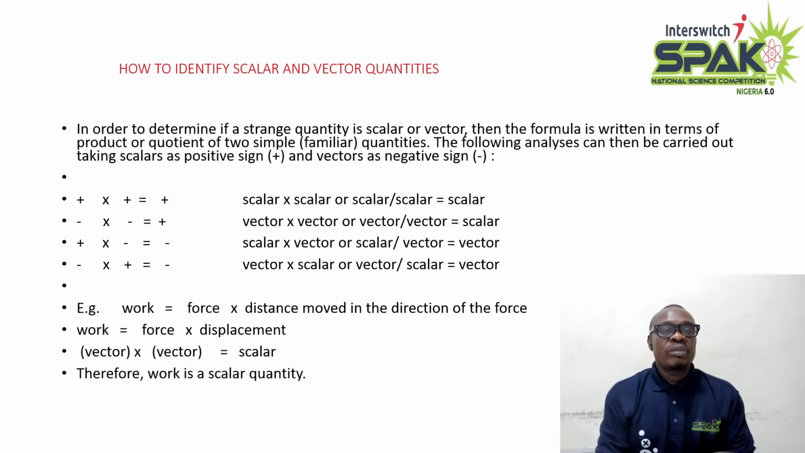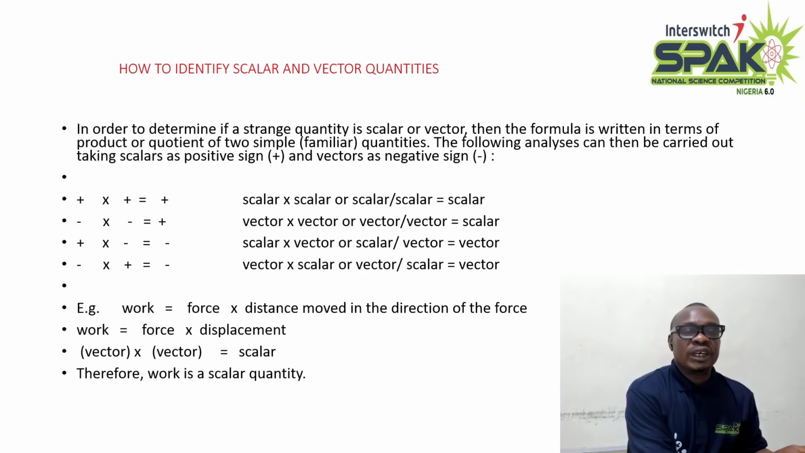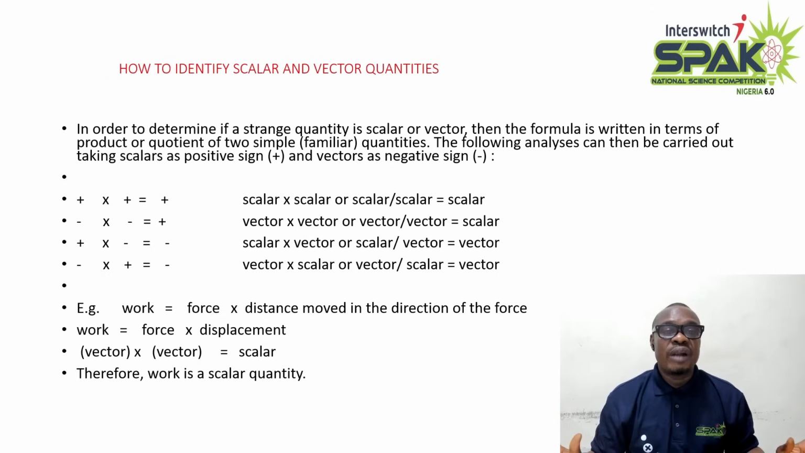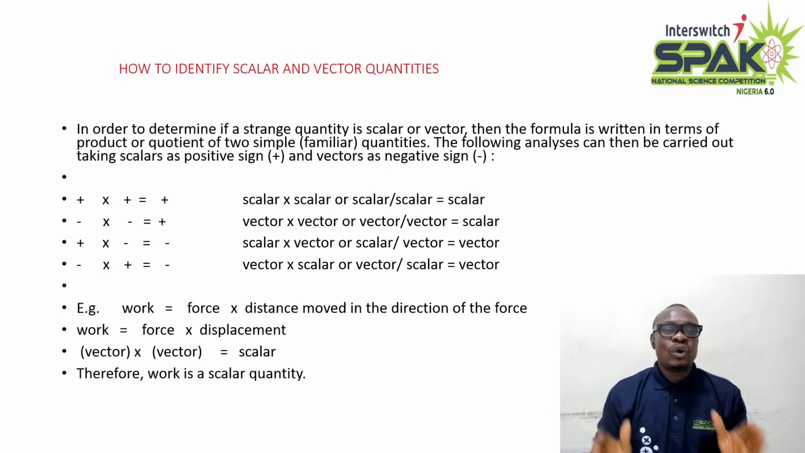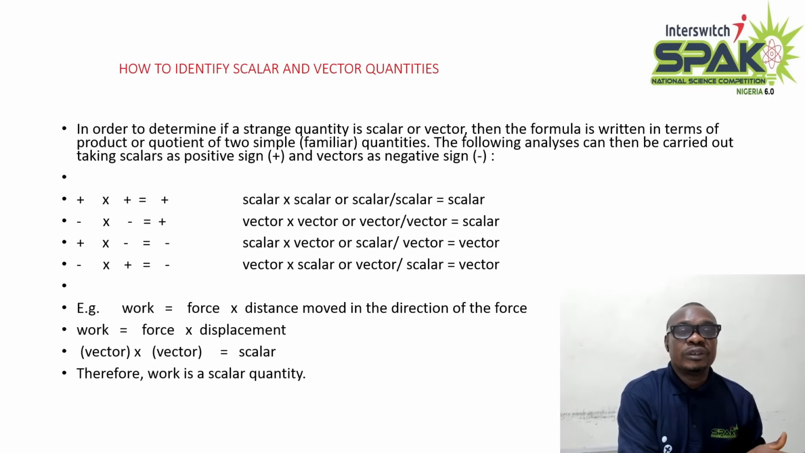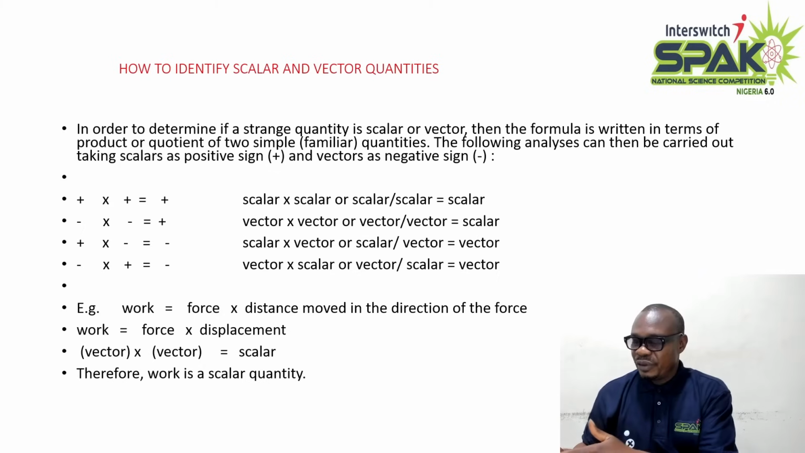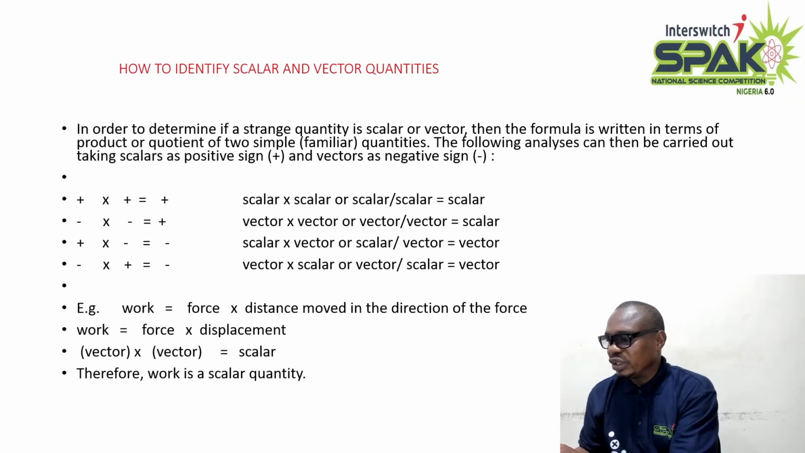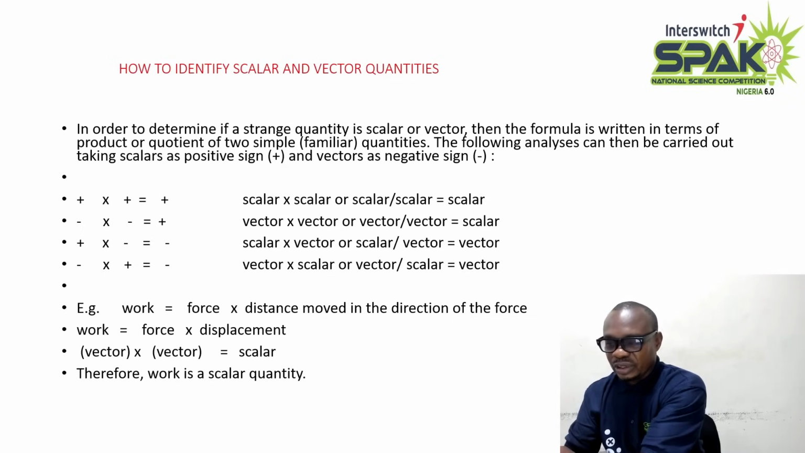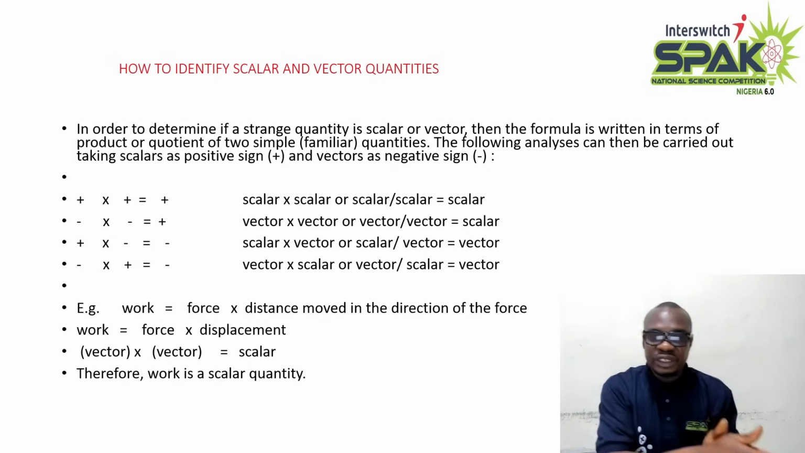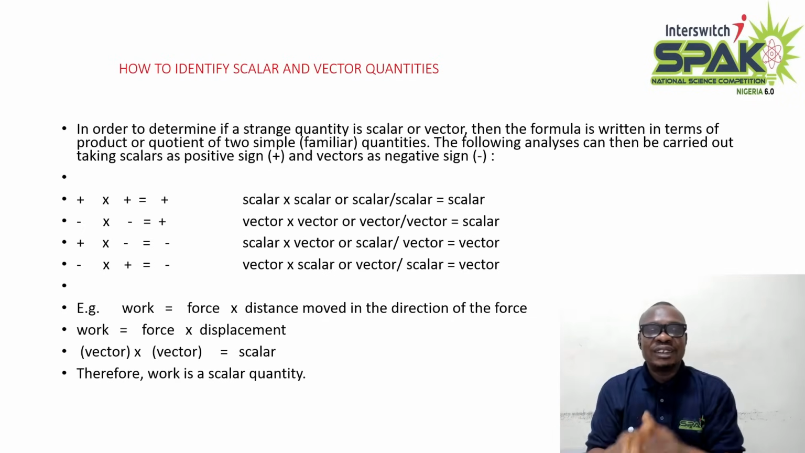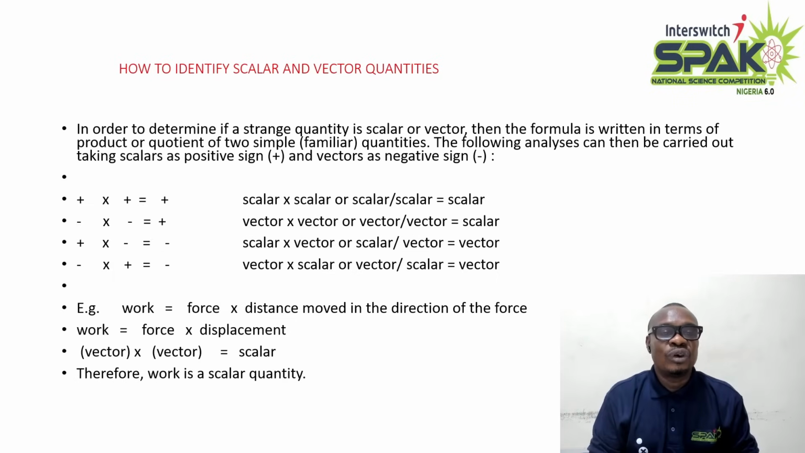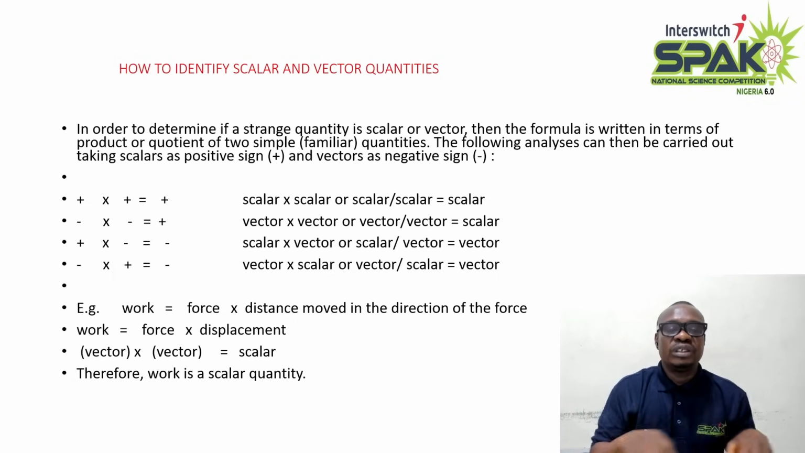So the boy walks 20 meters, only describing its magnitude but no direction. So we refer to that as a scalar quantity. Then the boy walks 20 meters towards the market. The boy walks 20 meters towards north. The boy walks 20 meters due east. This indicates the magnitude as well as the direction. So we refer to that as a vector quantity.